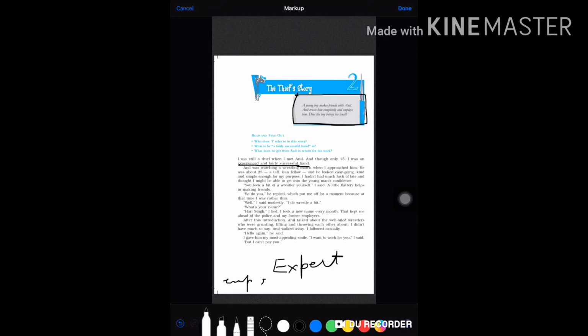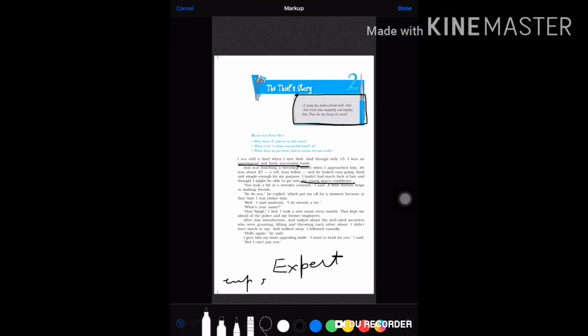I hadn't had much luck of late. Means I had never been so lucky in the past, whereas my acts of thievery were concerned. I hadn't had much luck of late and thought I might be able to get into the young man's confidence. I had only one purpose, how I should get the man's confidence, means how I should introduce myself to him and get his trust. This was my main purpose.